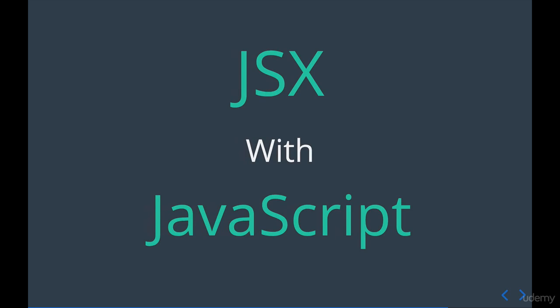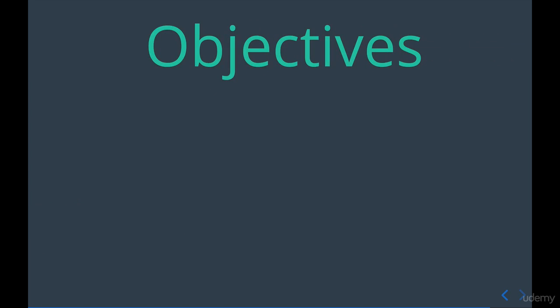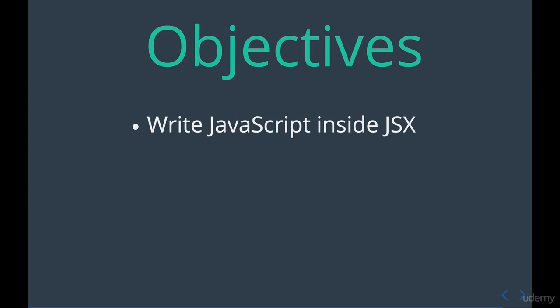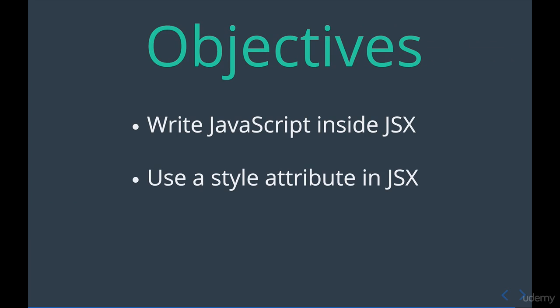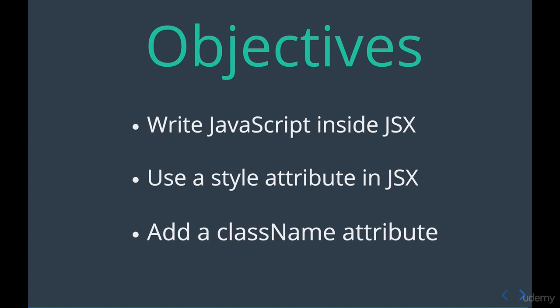Welcome back. So in our last video, we made our first component with JSX, and now we're going to look into JSX a bit more and see what it can do. Our objectives are to first write JavaScript inside of the JSX. Secondly, to use a style attribute in JSX so we can actually have some styling now in our component. And lastly, to add a class name attribute to JSX. Now let's go look at some code.